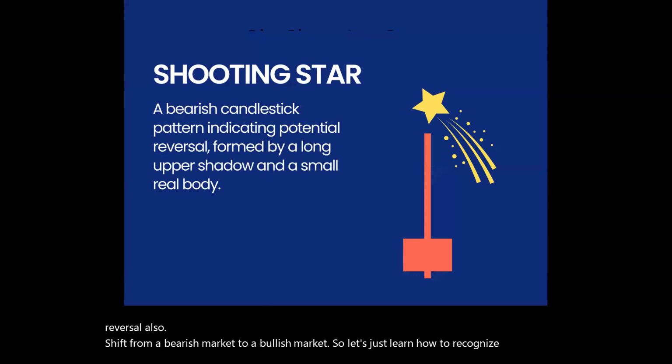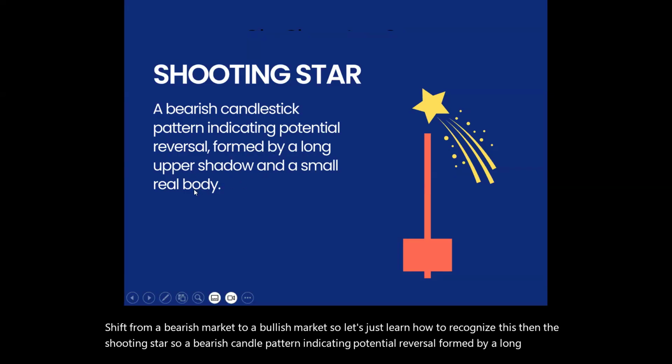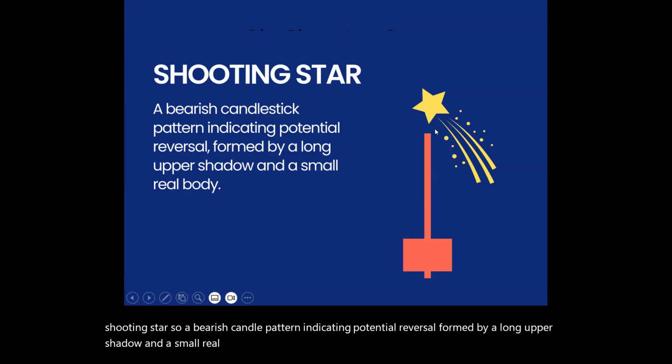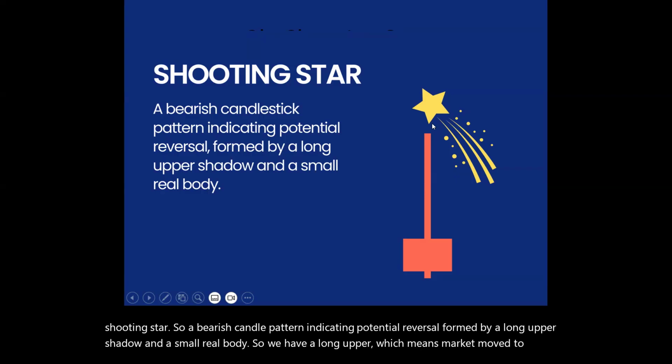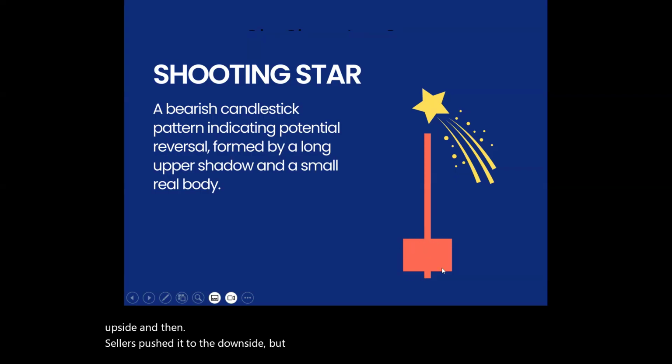Then the shooting star. It is a bearish candle pattern indicating potential reversal, formed by a long upper shadow and a small real body. So we have a long upper shadow, which means the market moved to the upside and then sellers pushed it to the downside, and it closed below.